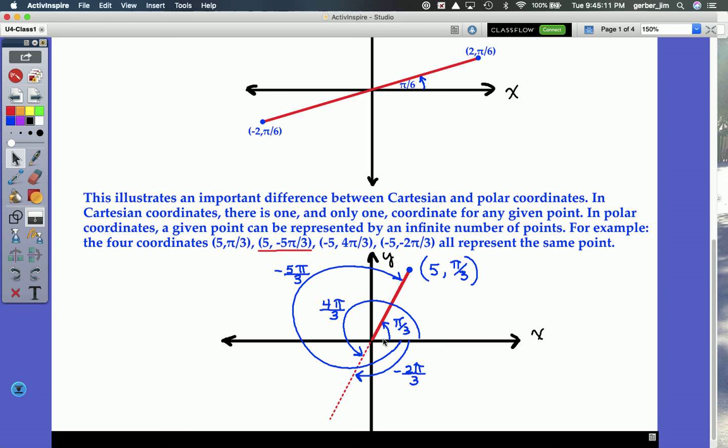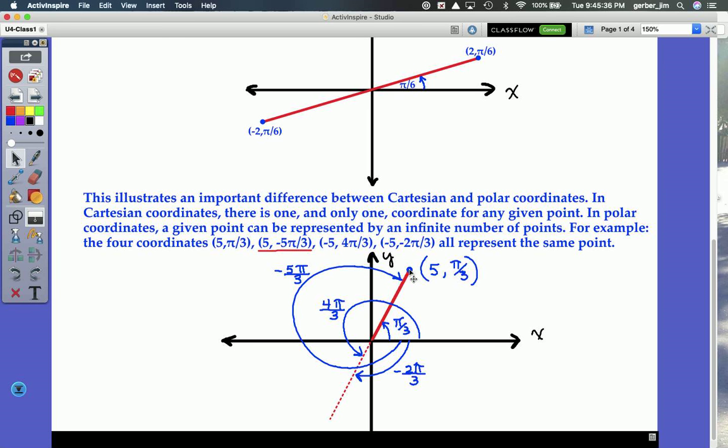And likewise, I could also get to this red dotted line another way. Instead of going 4 pi over 3 this way, I could go 2 pi over 3 this direction, in other words, negative 2 pi over 3 radians. That gets me on the red dotted line, and then negative 5 is going to fold me up to here. And so I've also got the point negative 5 comma negative 2 pi over 3. So we see that's 4 different ways of labeling this same blue point.